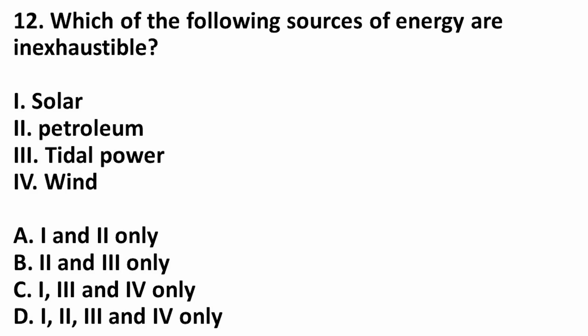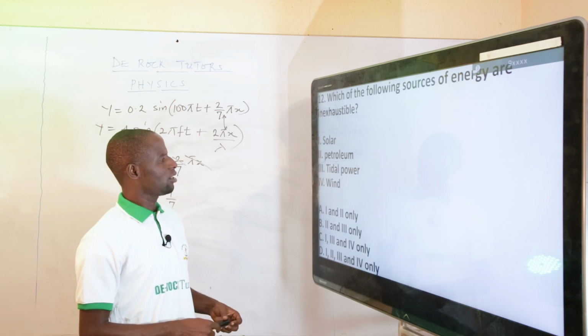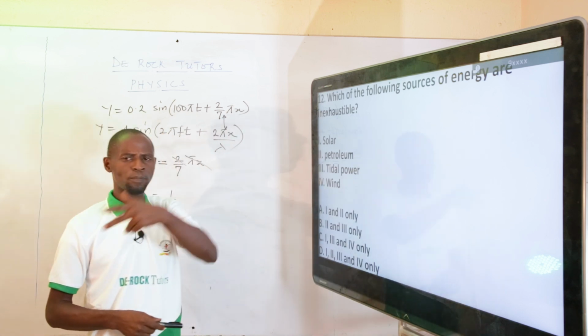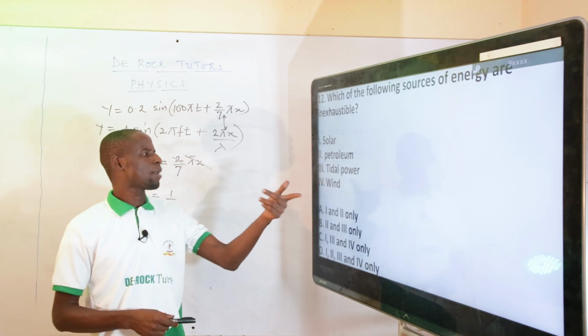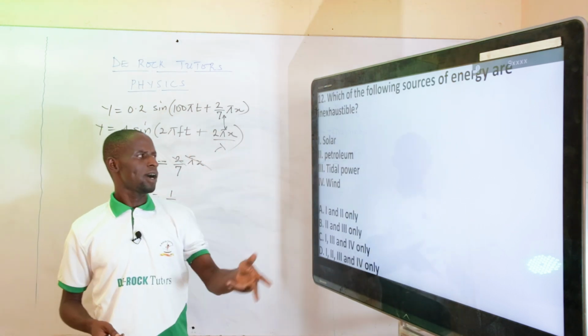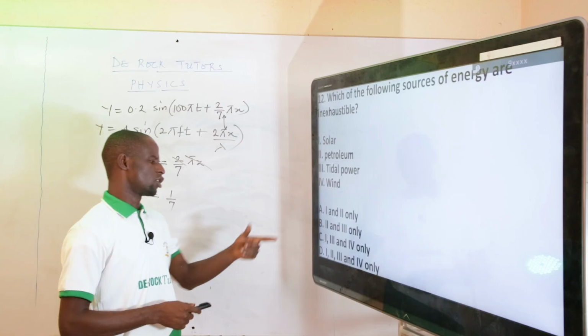Next. Which of the following sources of energy are inexhaustible? When we say inexhaustible, that is the source of energy that we cannot use up. So 1, we have solar. 2, petroleum, we can use up petroleum. 3, tidal power. 4, wind. So the correct options are Roman figure 1, Roman figure 3, and Roman figure 4. So the correct option is option C.